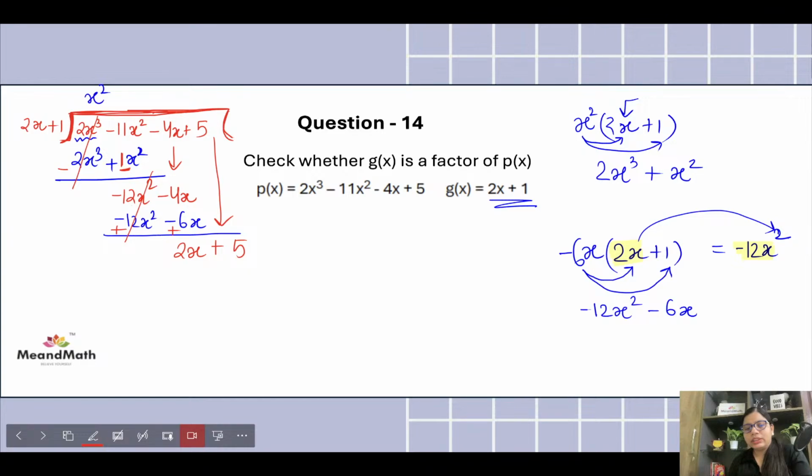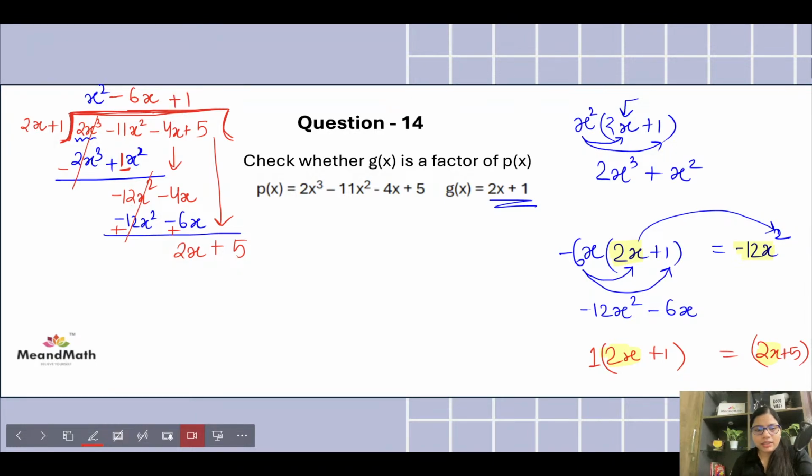Now, this time Naval will try 2x plus 1, which is to be 2x plus 5. You have to think of 2x plus 1 turning to 2x plus 5. We just compare first terms, 2x and 2x. So they both are same. What are we going to be writing here? If they both are same, we will be writing 1. So there I missed. Okay, it would be minus 6x plus 1.